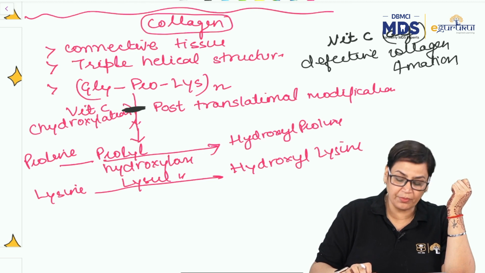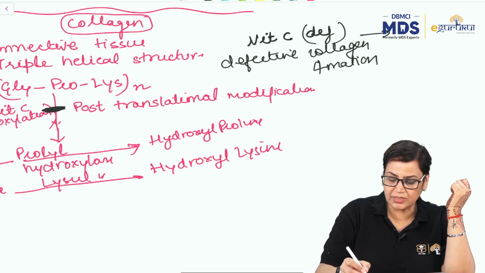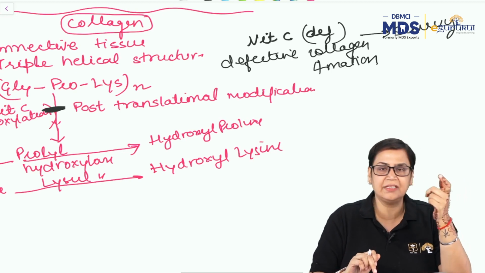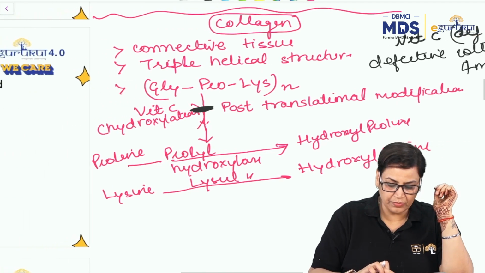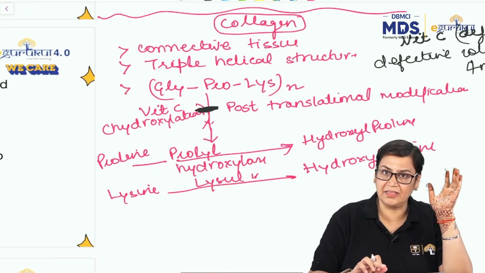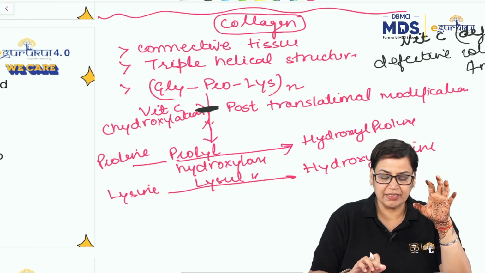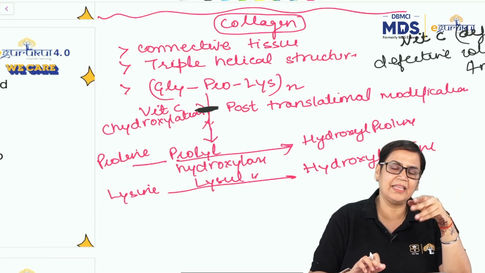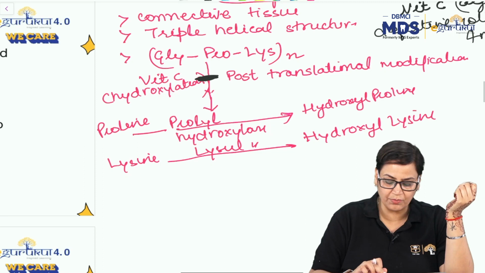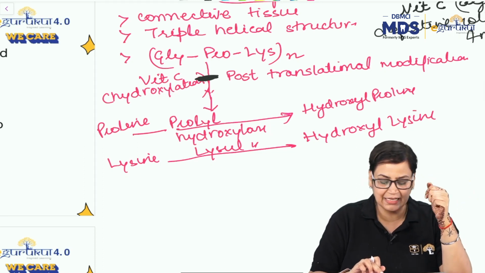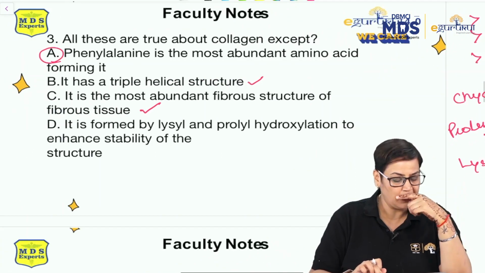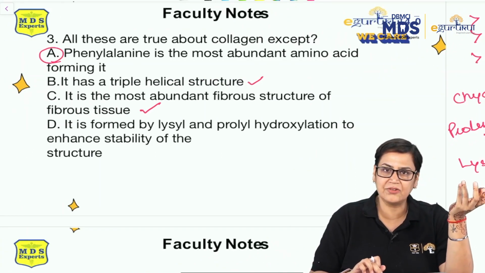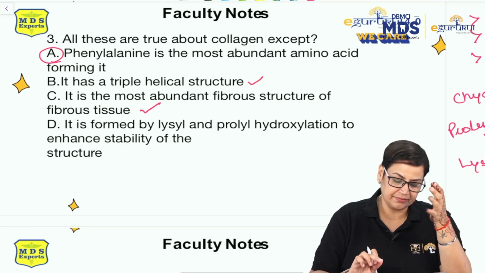And if collagen formation is defective, it leads to scurvy. The reason behind this is this only, right? And if we come over to this, this is how collagen is synthesized. Glycine, proline, lysine undergo hydroxylation, by prolyl hydroxylase and lysyl hydroxylase. And if you look at the options, you can see that all are coming. It has a triple helical structure formed by this.